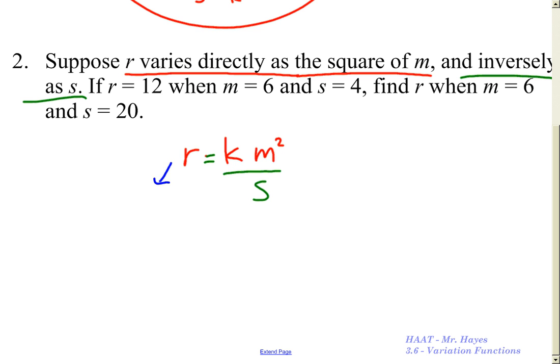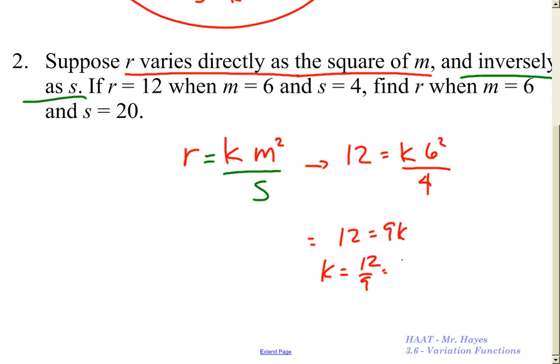They tell you r is equal to 12 when m is equal to 6 and s is equal to 4, and then they're going to ask what happens when m is 6 and s is 20. So you're going to solve this out. This is going to equal 9k, because 36 divided by 4 is 9. So k is going to equal 12 over 9, or 4/3.